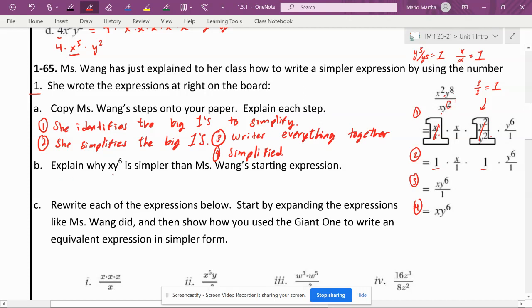So explain why x times y to the 6 is simpler than Miss Wang's starting expression. So why is it simpler than x squared times y to the 8th over x times y to the 2nd power? Why is this simpler? X times y to the 6th. So if you notice, pretty much one of the main reasons why it's simpler is because we only have to write x and y once, right? So the bases only appear once if we compare it to the other one, which was twice, right? One on top, one at the bottom. So it's always a lot simpler to make sure we just have one variable for dividing.